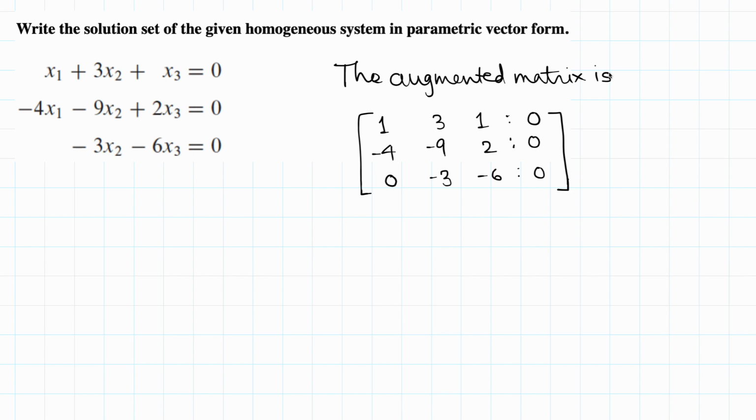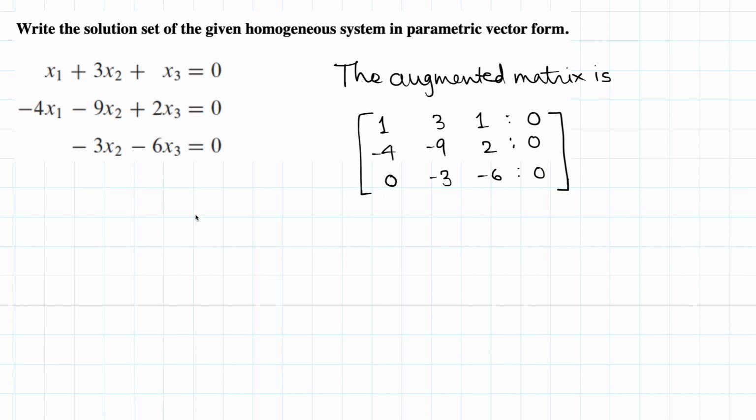So the augmented matrix is just 1 3 1 0, second row -4 -9 2 0, and there is nothing, 0 -3 -6 0. So we want to change this into row echelon form. Here is a pivot and we prefer 1. That's 1 already, that's good. So we want to make 0. This one is already 0, so we want to make this 0.